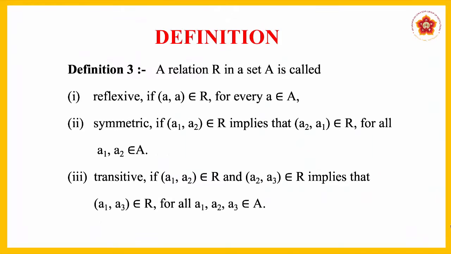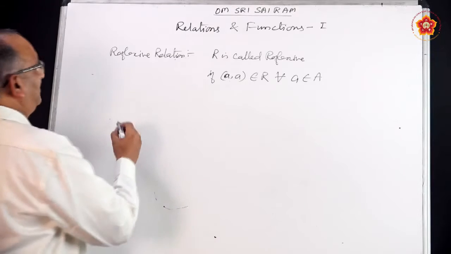Okay. From there we move to the second relation, which is called symmetric. Remember, reflexive relation we talk about one element. Symmetric relation we talk about two elements. After this we are going to talk about transitive relation, where we will be talking about three elements. So, let us say A1 and A2 are two elements.